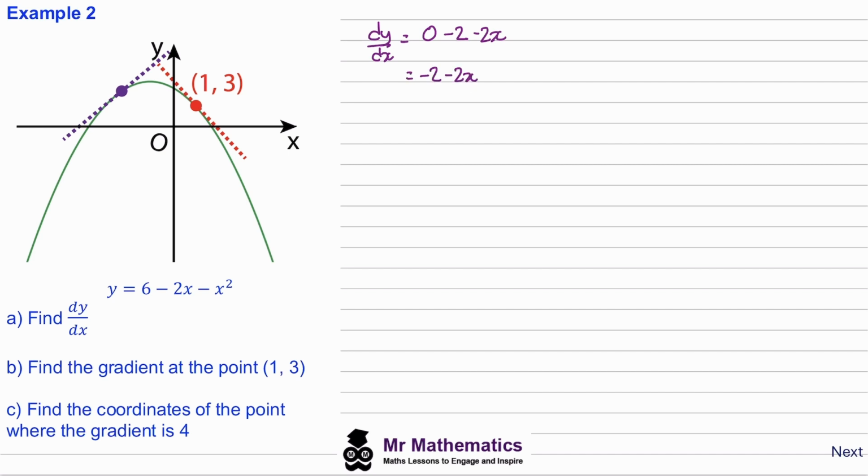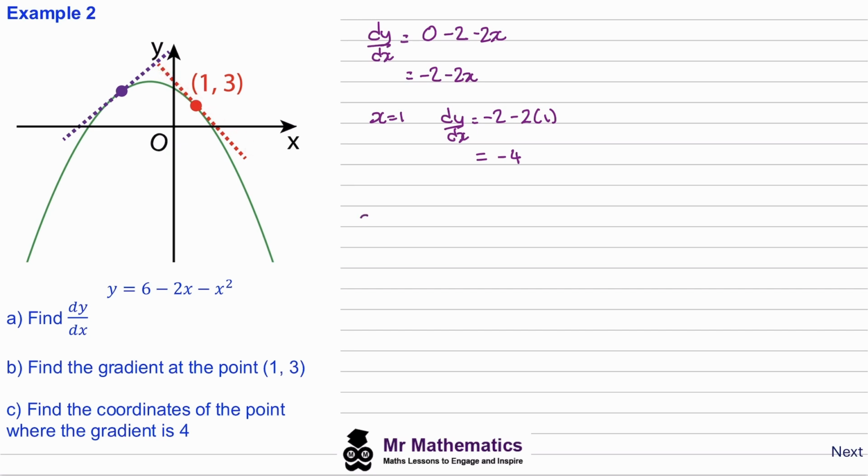Okay? Part B, find the gradient at the point 1, 3. So this is when x equals 1, which is this point here. We'll substitute x equals 1 into our gradient function. So dy by dx will be negative 2 minus 2 lots of 1. And this will give us a gradient of negative 4. And you can see that the tangent is negative.